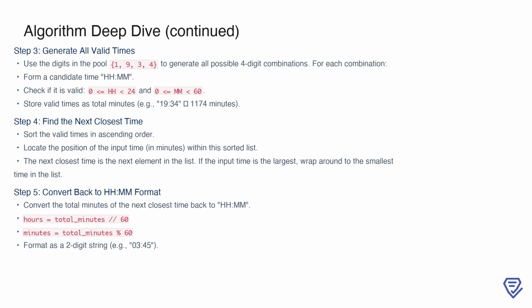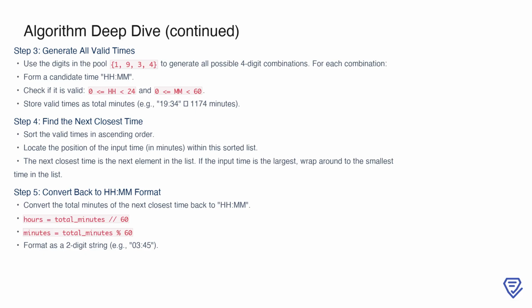Now that we have the pool of digits and the input time in minutes, the next step is to generate all possible valid times using these digits. By forming all 4-digit combinations from the pool, we create potential candidate times in the format HHMM. For each combination, we verify its validity by ensuring that the hour lies between 0 and 23, and the minutes lie between 0 and 59. Valid times are then stored as total minutes, which makes them easier to sort and compare.